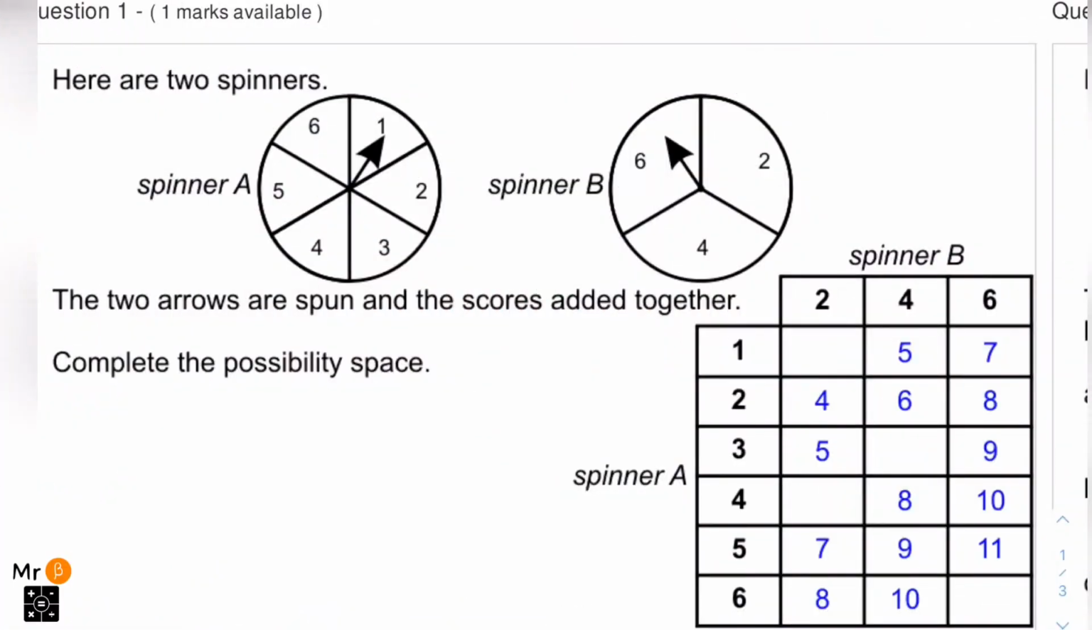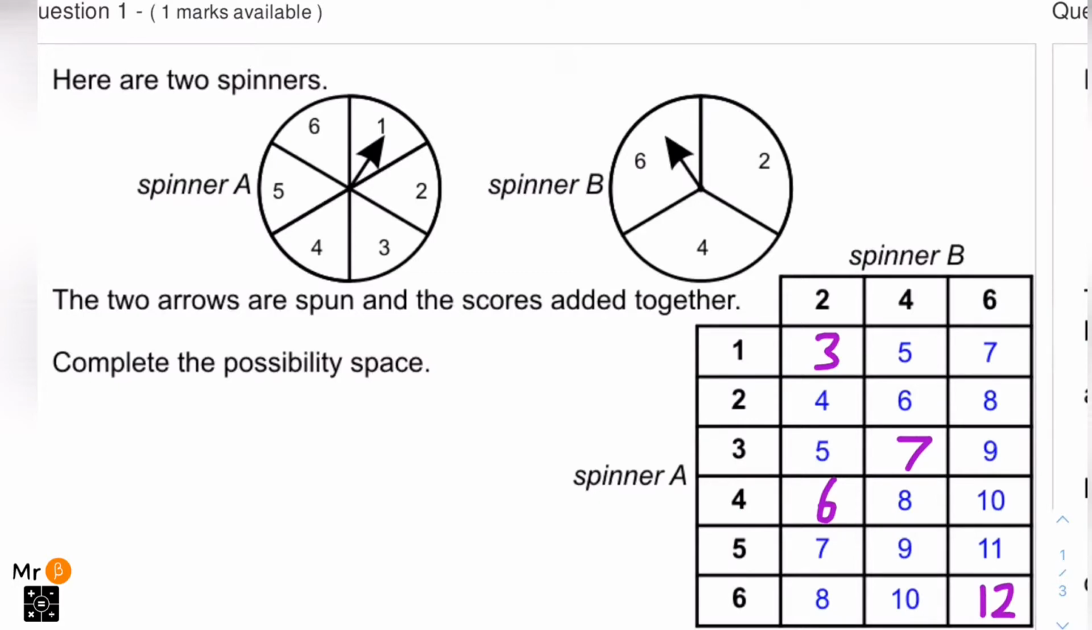So we're going to look at sample space diagrams. This is where we can write down all the possible combinations for each question. So we're adding these scores together, so 1 plus 2 is 3, 3 plus 4 is 7, 4 plus 2 is 6, and finally 6 plus 6 is 12.